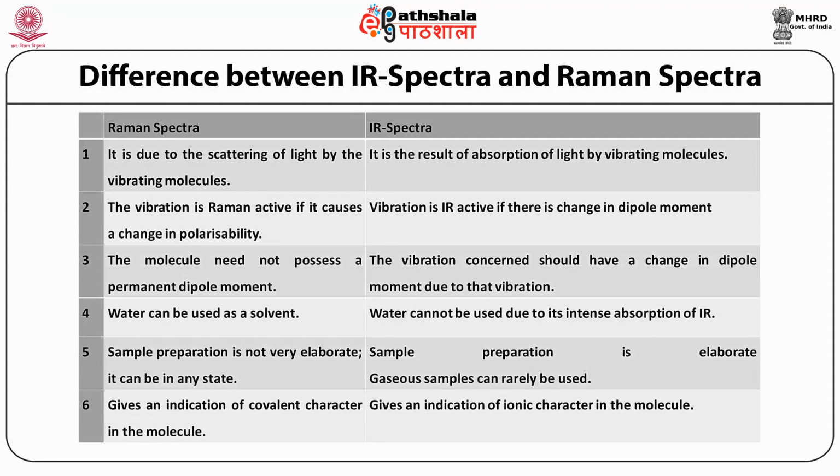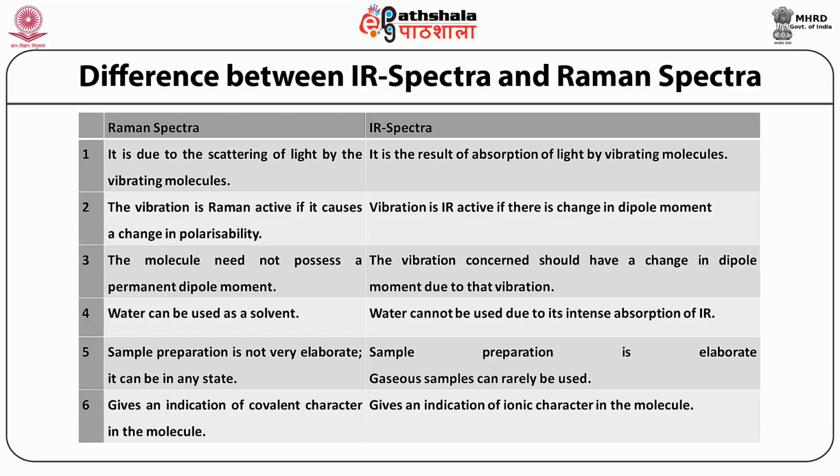If we talk about the difference, Raman spectra are due to the scattering of light by the vibrating molecules, while IR is the result of absorption of light by vibrating molecules. The vibration is Raman active if it causes a change in polarizability, while the vibration is IR active if there is a change in dipole moment. The molecules need not possess a permanent dipole moment in case of Raman spectra. The vibration concerned should have a change in dipole moment due to that vibration in case of IR spectra.